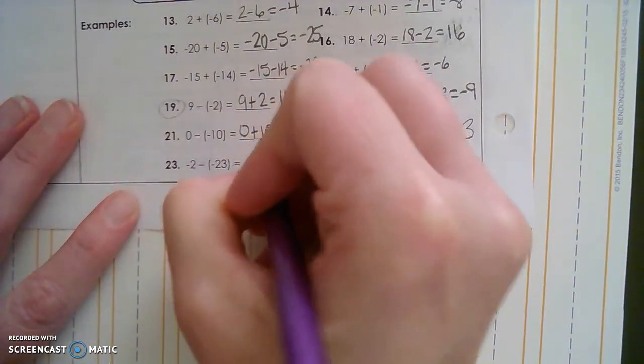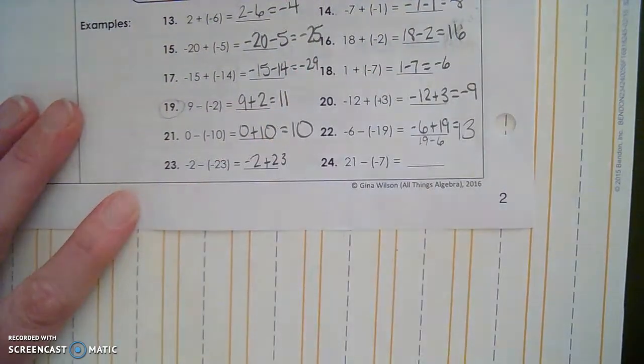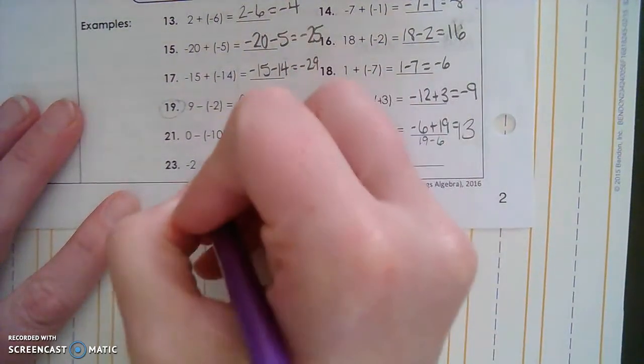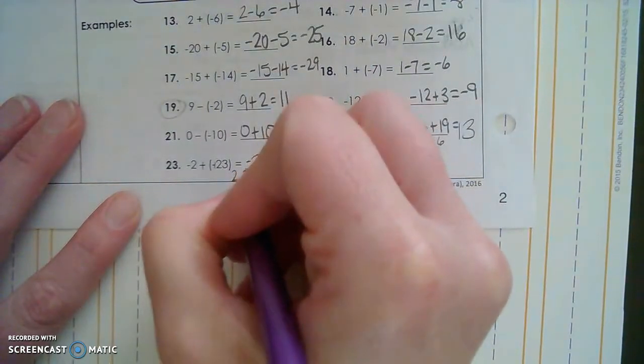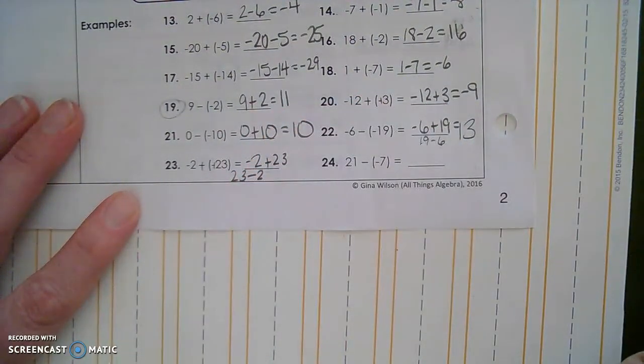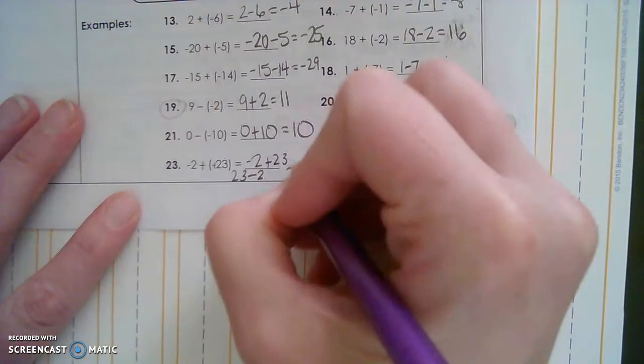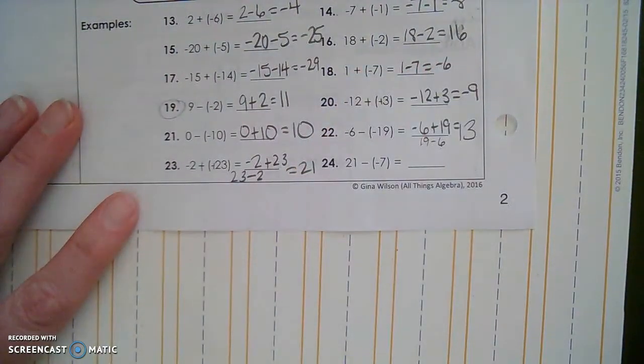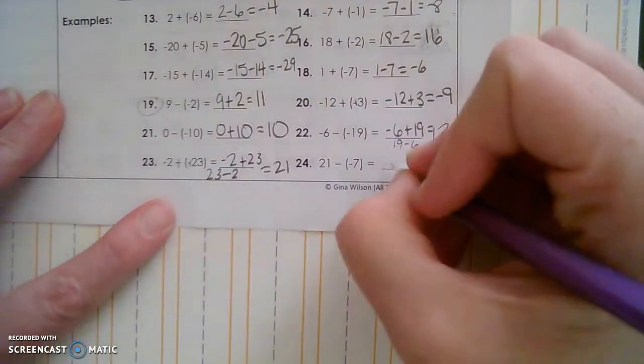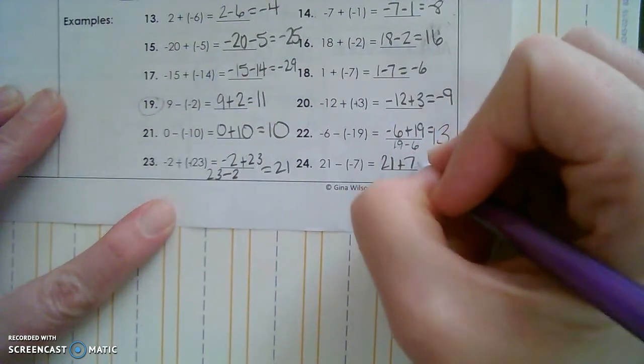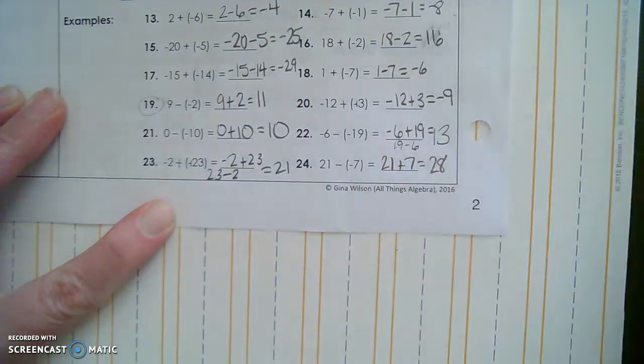23, -2 plus 23. Minus negative needs to change to plus positive. Again, what I think in my head is 23 minus 2. That gives me 21. And our last one becomes 21 plus 7, which is 28.